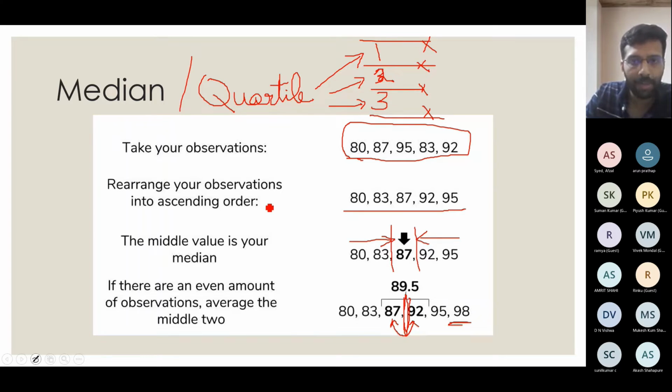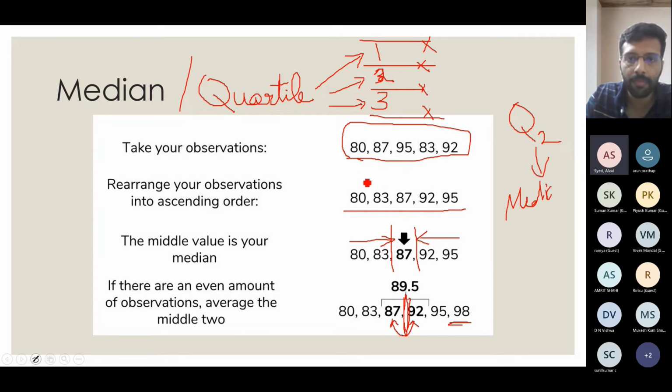I will tell you an easy way to do it. The first step is to find the median of the data. The median you found here, 87 and 89.5, will be your second quartile. So you find that out first. The median will be the second quartile, because it divides the data into 50% on both sides.